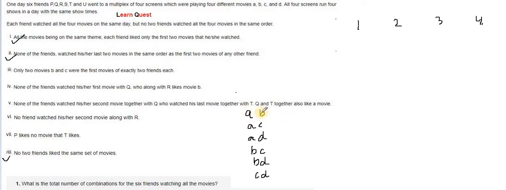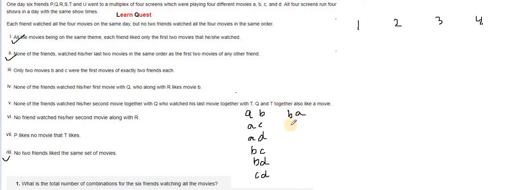So if he has watched A and B, then what will be left? C and D. Now if any other friend has watched C and D in this order, then they will not watch C and D in the same order. They will watch in the order D, C. Okay. So as of now I will just write the opposite of whatever is written here.